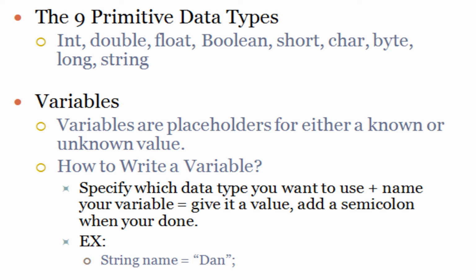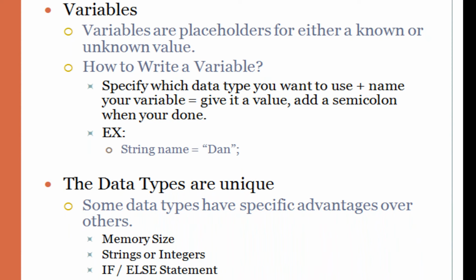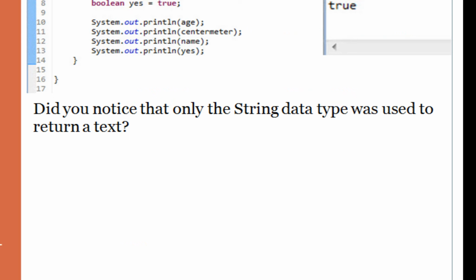A variable is a placeholder for either a known or unknown value, just like in math. How you can write a variable: assign it a data type, give it a name, set it a value, and add a semicolon, like we did for string name equals Dan. Data types are unique because some have different memory sizes, allow you to use strings or integers, and can be used for if-else statements, such as Boolean.